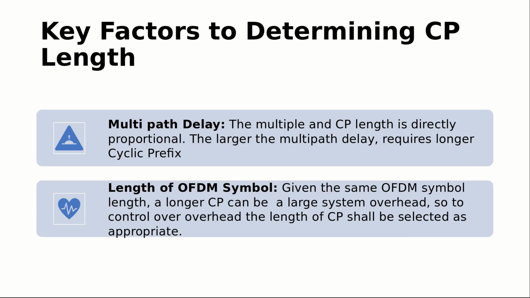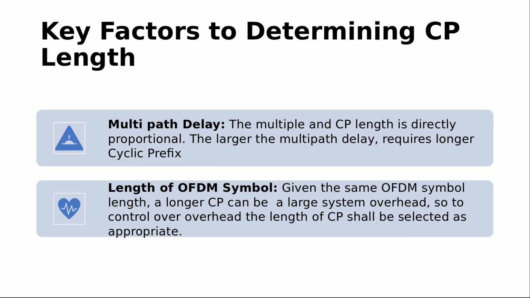So the major thing is how to determine the CP length. The CP length is directly proportional to the multipath delay. We are transmitting the signal from the base station to the UE, and the maximum delay is along the longest path. How much time it will take to reach from the base station to the UE, that is the multipath delay, the maximum delay, which is proportional to the CP length. The larger the multipath delay, the longer the CP required.